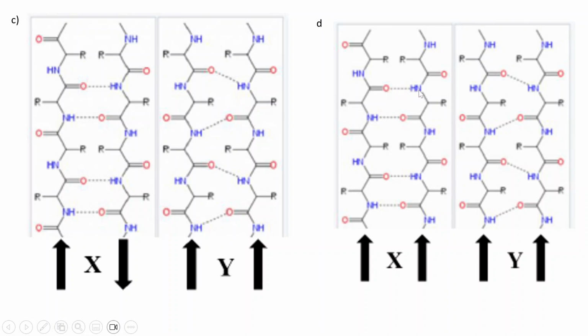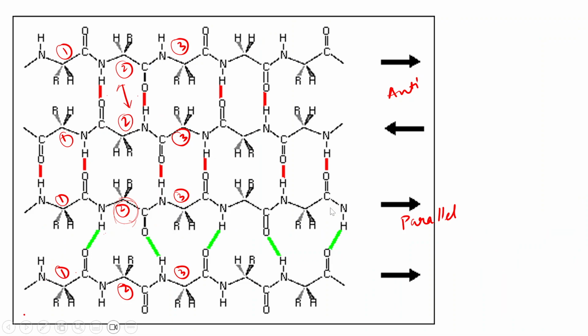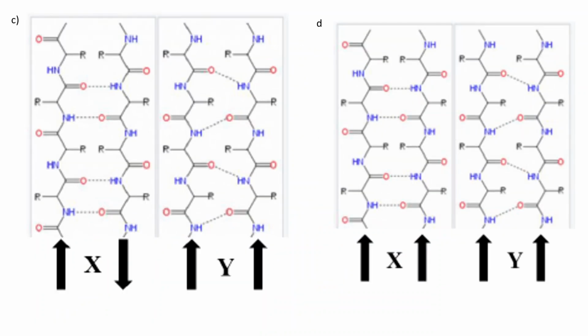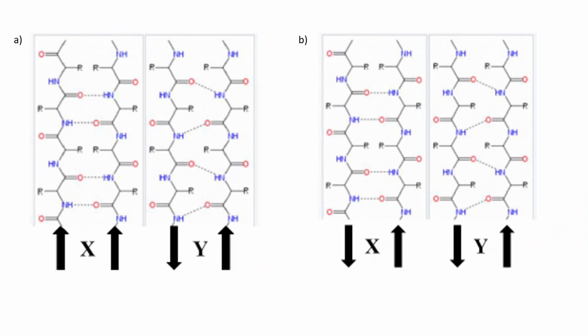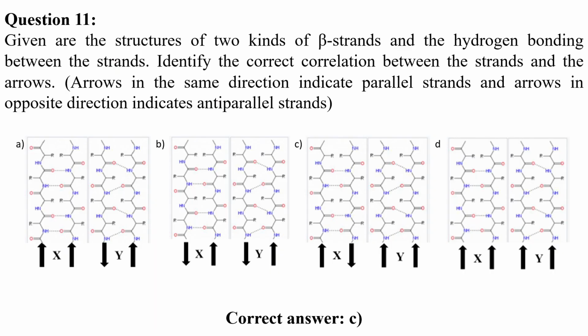If you see in option D also, the hydrogen bonding is with the same amino acids, and this is shown to be parallel instead of anti-parallel. So you get my point, right? If the hydrogen bonding is between the same amino acids, it is anti-parallel. If the hydrogen bonding is between the different amino acids of the adjacent chain, it is parallel. Okay, so parallel beta sheets and anti-parallel beta sheets. This is clear. So option C was the correct answer for this question.